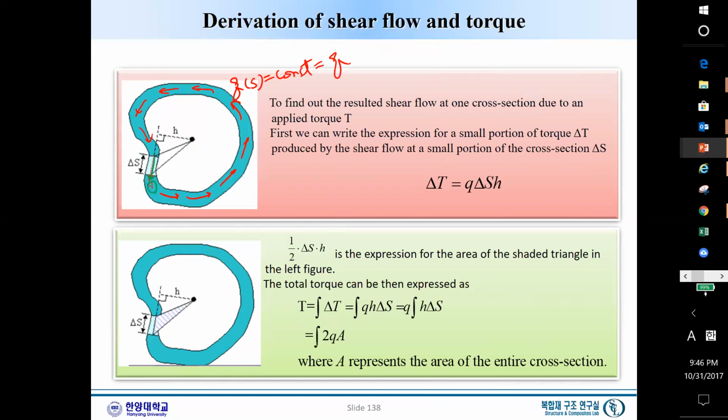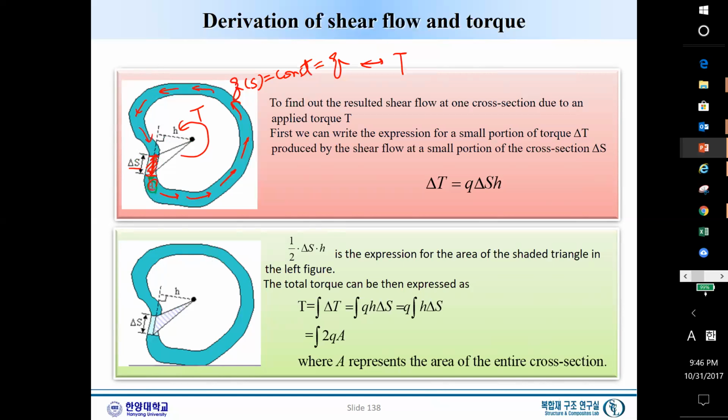That's it. And now we try to find the relation between this Q and torque T, which we apply. We applied the torque T, right? And torque T will certainly cause this shear flow. So what will be the relation? That's what we would like to derive. And let's take a look at a small length, delta S, where we have a shear flow Q.